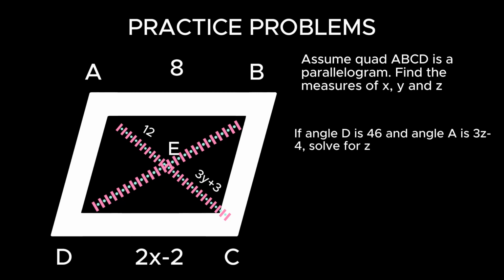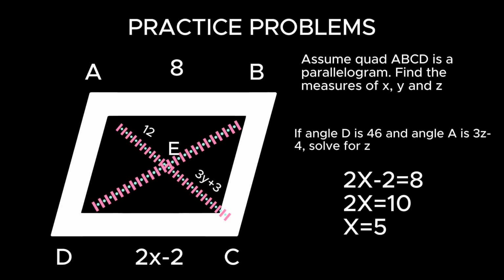Okay, I assume you paused the video. So the first one, let's solve for x. This one should be really easy because we know that opposite sides of a parallelogram are congruent. So we could set 2x minus 2 equal to 8. Add 2 to the other side, and we get x equals 5.